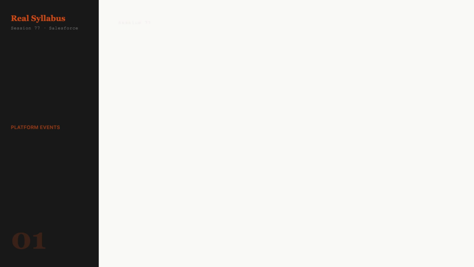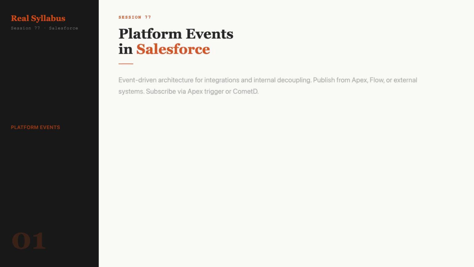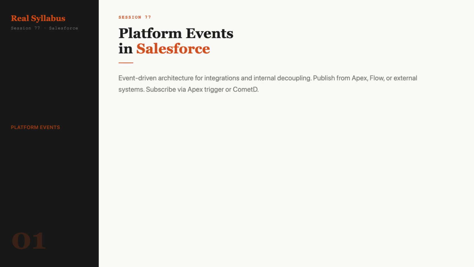Platform Events, Session 77. This session covers Salesforce's publish-subscribe messaging system, how to define events, publish from Apex and external systems, subscribe via triggers and CometD, and use replay IDs for reliable delivery.